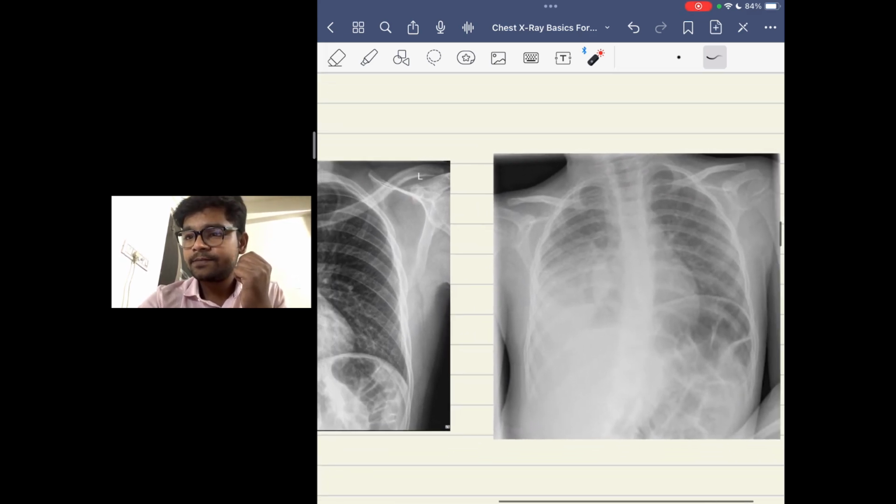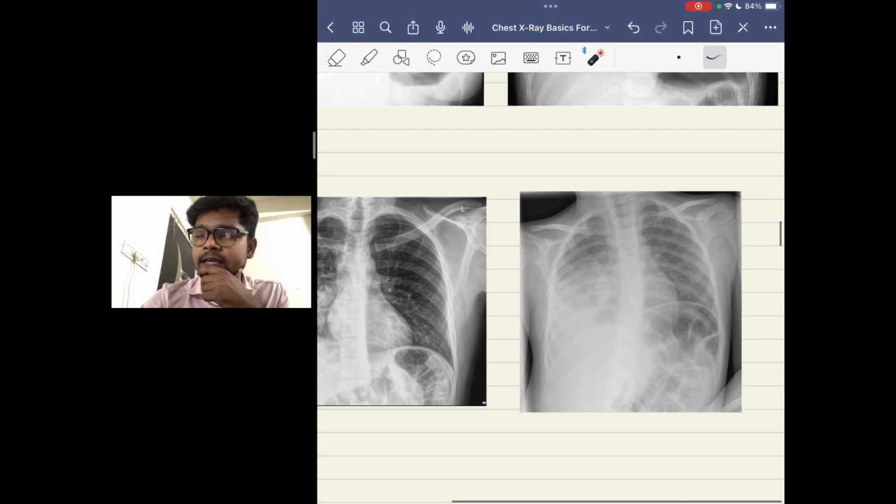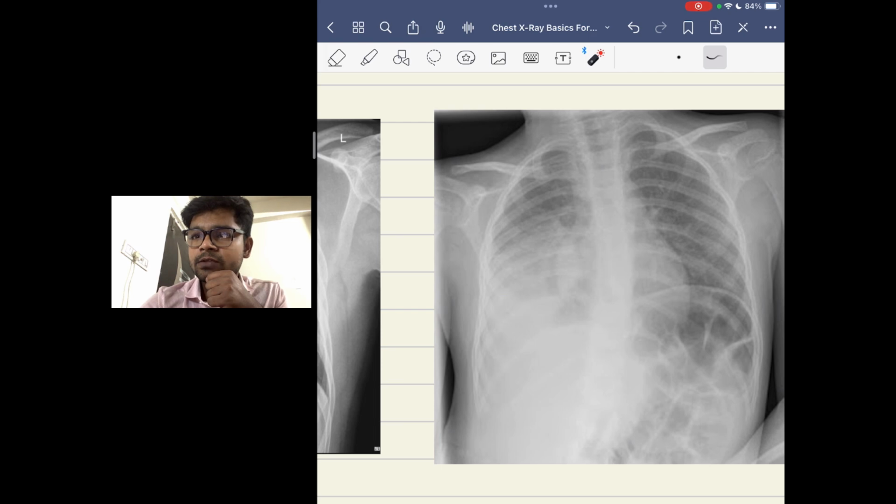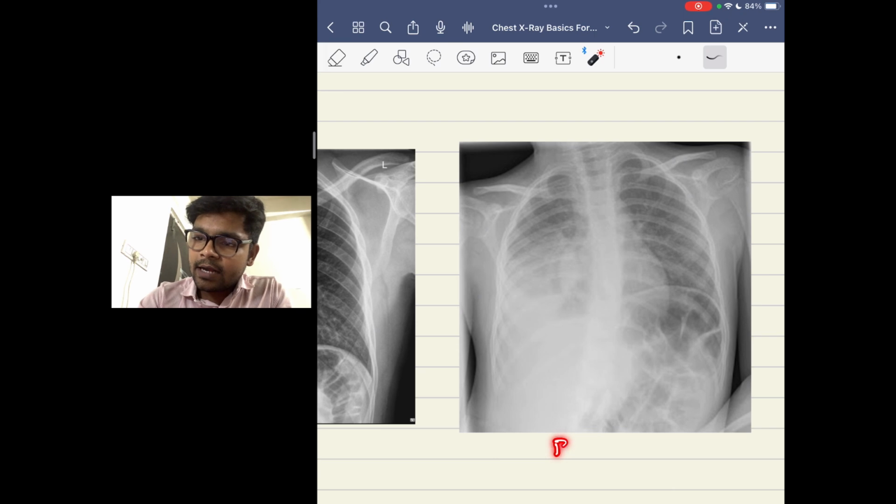See this X-ray, right? Can you see the diaphragm on this side? This side diaphragm is properly seen, but this side diaphragm is not at all visible. There is a homogeneous opacity, right? And on searching we can find some fine air bronchogram, although not properly visible. There are some air bronchogram. Trachea is in the midline. There is some sort of rotation, but there is no volume loss on this side, right? So this is a right lower zone consolidation.